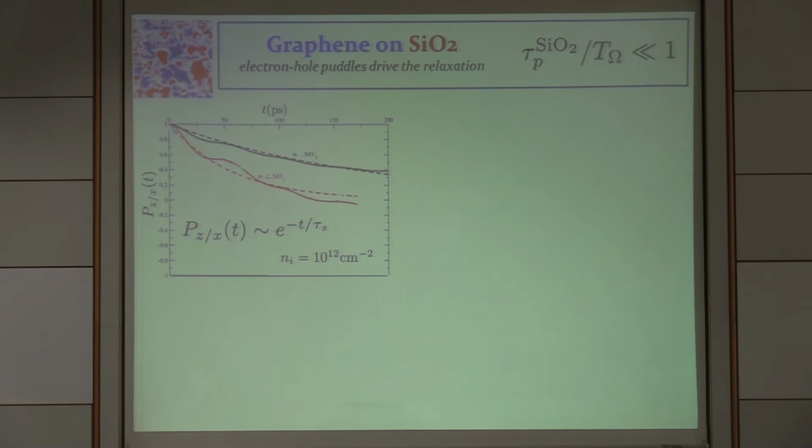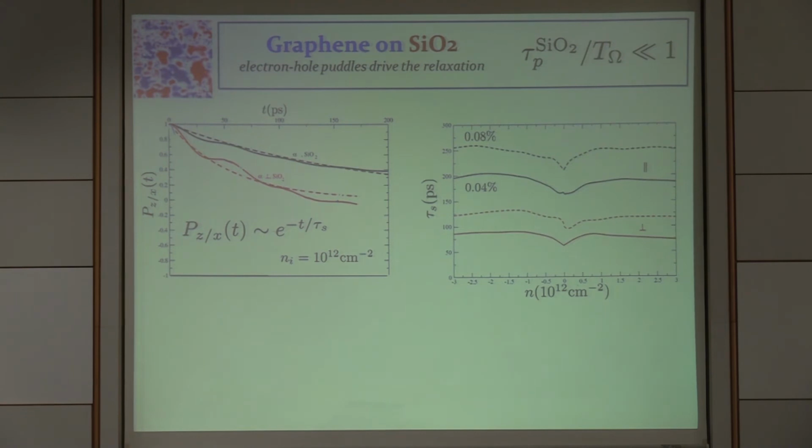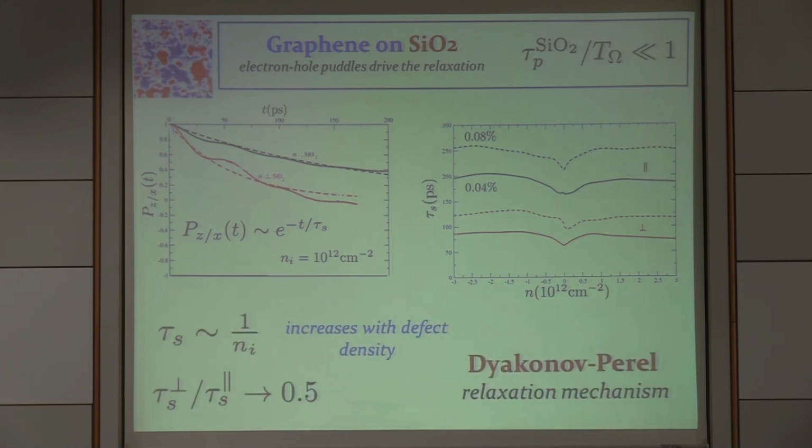So in the case where graphene is on silicon oxide, what do you get? If you look at the time dependence of the spin polarization, it decays, so you can extract the spin relaxation time, and you get a few hundreds of picoseconds, and you see that the spin lifetime increases when you increase the density of impurities. So it's purely Dyakonov-Perel. Actually, the ratio between the out-of-plane and in-plane spin lifetime is 1/2, which is exactly what we expect from the theory. So this is very conventional.